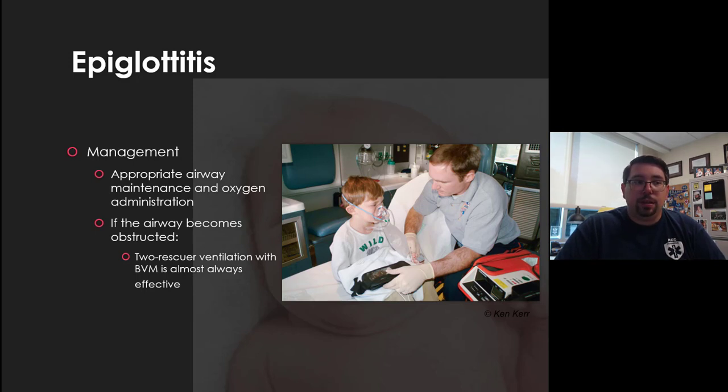If the airway becomes obstructed, you're going to need two-rescuer ventilation; the BVM is almost always effective. And if you're unable to ventilate with two persons using a bag valve mask, we may need to be more aggressive with either an attempt at endotracheal tube placement, which will most likely not be successful, or a needle cricothyrotomy in order to establish an airway below the site of inflammation, below the epiglottis.